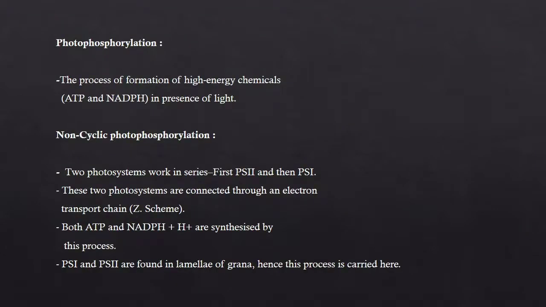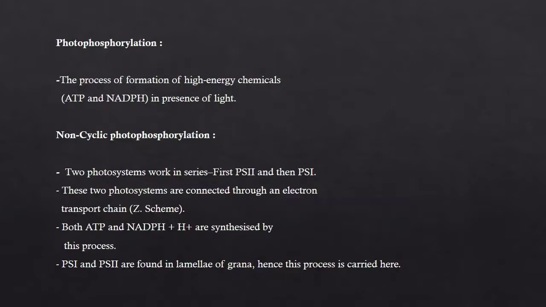Let's move to the next topic, that is photophosphorylation. It is a conversion of ADP to ATP using the energy of sunlight. Adenosine triphosphate we already know; there is also adenosine diphosphate. So it is the process of formation of high energy chemicals, that is ATP and NADPH, in presence of light.